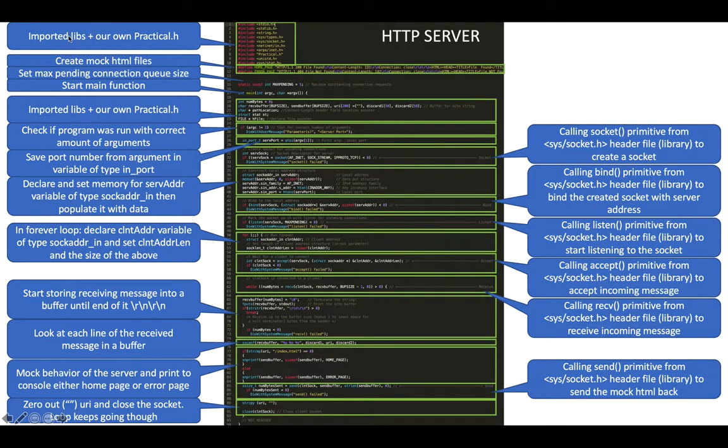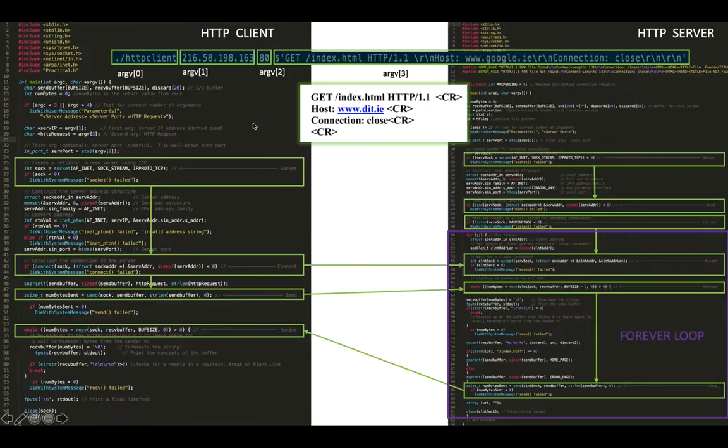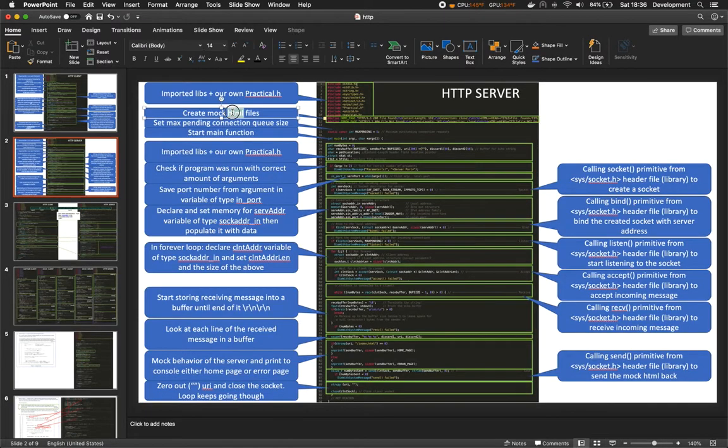I'm skipping lines. So again, we're including some stuff here, and then these two lines are basically a mock version of an HTTP response. It's not an HTML file. Sorry about that. I'm going to change that now because I'm going to forget it. It's create mock HTTP responses. So it's either a homepage response or an error response.